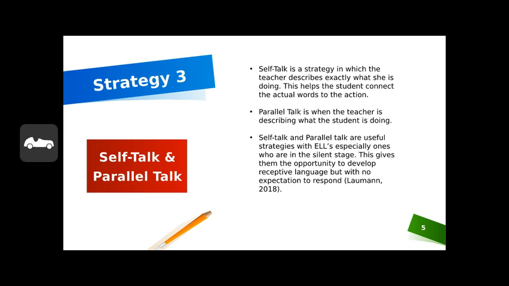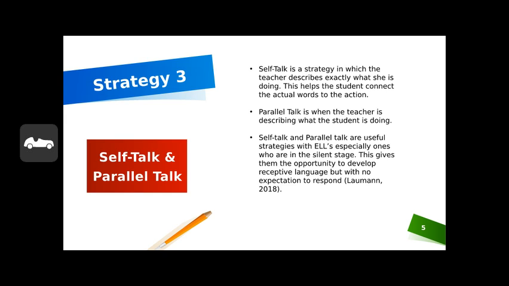Parallel talk is when the teacher is describing what the student is doing. Another example. "Oh, I see you are building a tower, Giovanni. You are using the square blocks to make it taller. Now you are using the triangle block to go on top. Wow, that is really thoughtful of you."